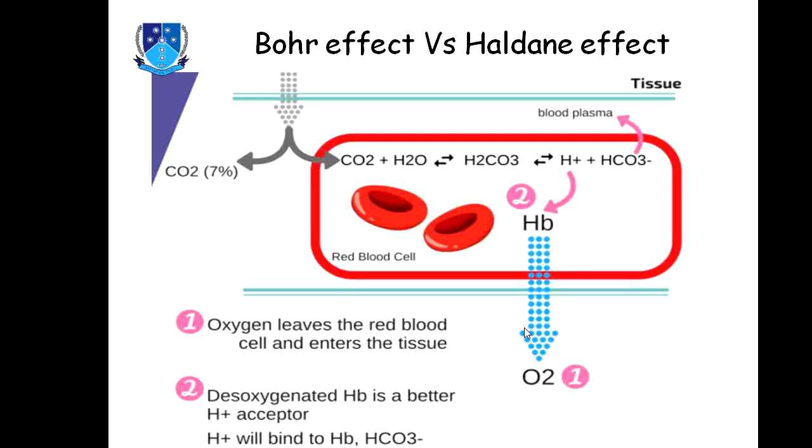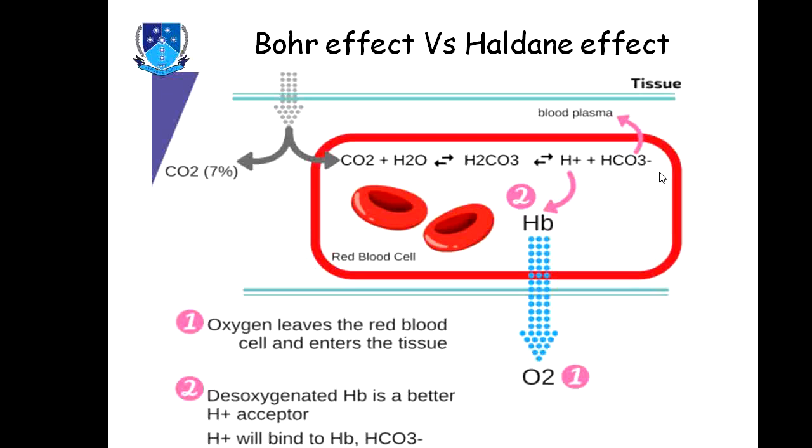Because in the Haldane effect, what will happen? The Haldane effect means the release of carbon dioxide from the red blood cell due to increased concentration of oxygen, the release of protons from the hemoglobin due to increased concentration of oxygen. When the concentration of oxygen inside the hemoglobin is increased, this will lead to the detachment of protons, and this detachment of protons will lead to the formation of carbonic acid, and that carbonic acid will lead to the formation of carbon dioxide, and that carbon dioxide will be released to the alveoli of the lungs, and will go out of the body through the lungs. So the Haldane effect is exactly opposite to the Bohr effect.